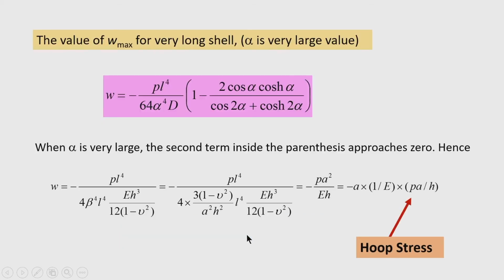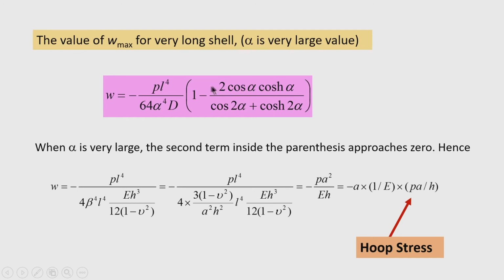Now, some important conclusions we will draw from this expression. Let us consider the shell is very long. In the long shell we use alpha equal to beta L by 2. So, naturally the alpha parameter will be very large for a very long shell. Now, if you substitute here, cosh alpha has a very high value, then this term becomes a very large value, the denominator will be very large, so naturally this fraction will be negligible.